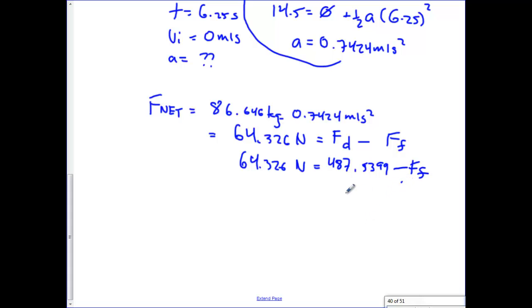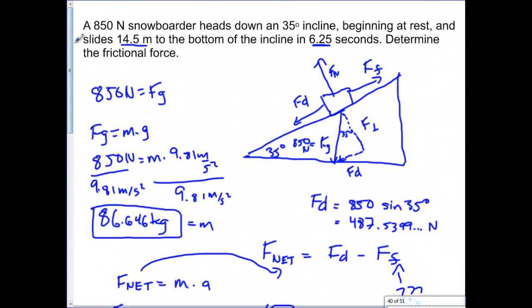So some people are suggesting maybe the best way of doing it is to bring FF to this side over here and then subtract the 64 the other way. So your final answer will be the force of friction is the 487.5399 newtons minus the 64.326. So I got a final answer of 423 newtons.